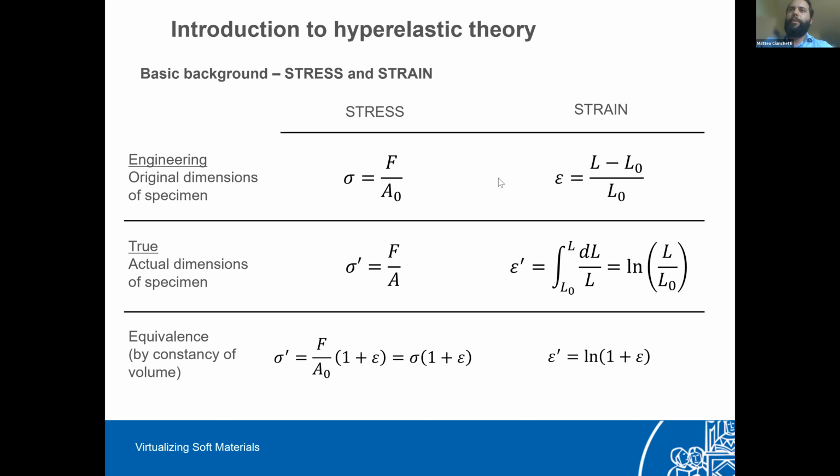for the true stress and strains, the difference is that we are considering the current dimensions of the specimen. So in this case, the area, for example, is updated time by time, and also the same for the length, which is in the end the result in this integral. If you also rely on the constancy of the volume, you can also have an easy equivalence between the engineering and true stresses and engineering and true strains.